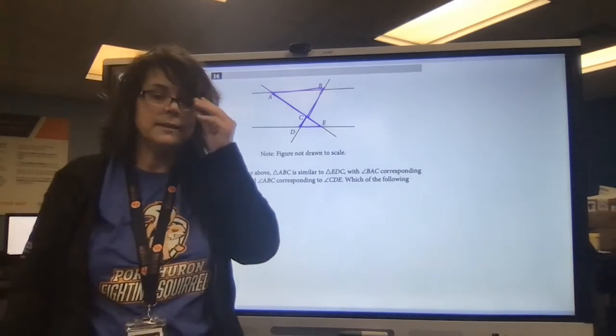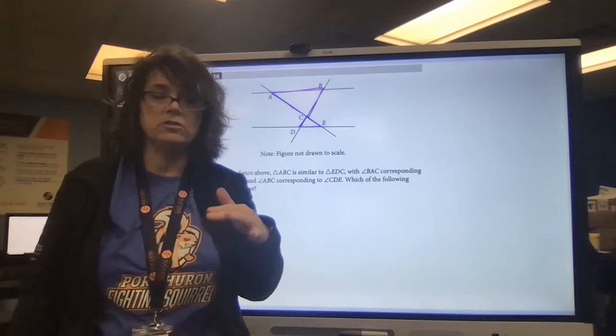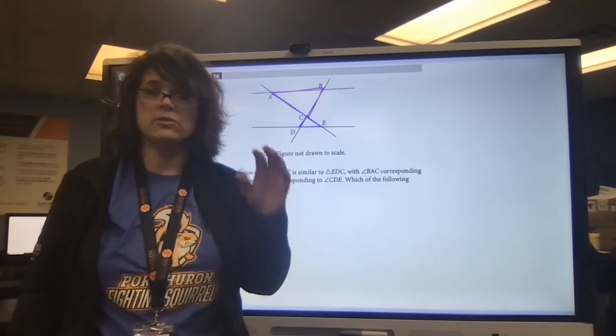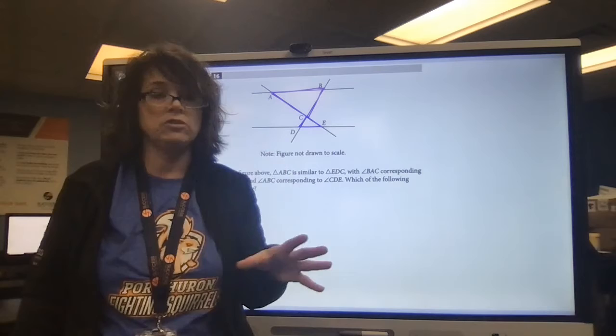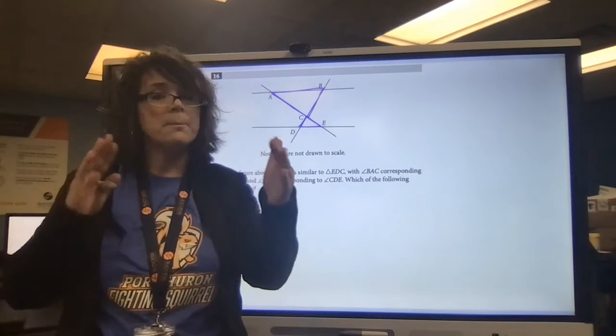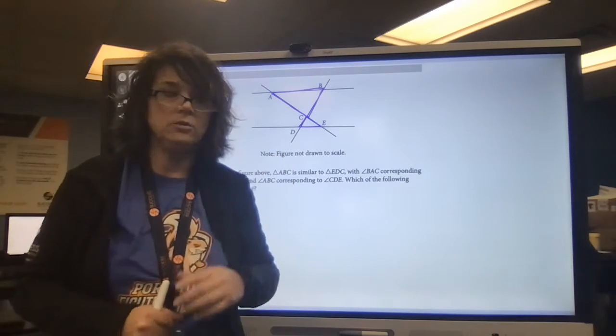Remember, on your SAT test, you have lots of room in your booklet to do scratch work. So if you have to draw pictures, draw pictures. If you have to use shapes, whatever helps your brain process this information best, use it.